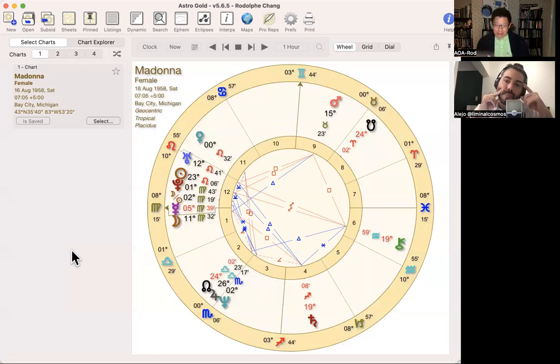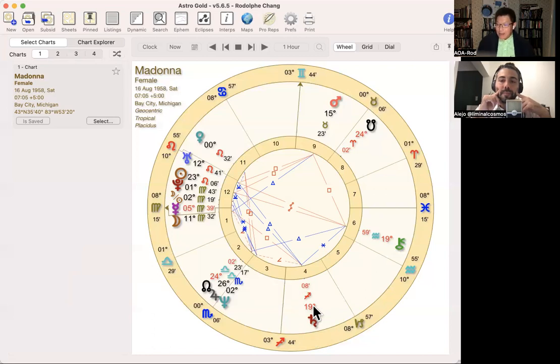I think the way I help my students is that I invite them to make a sentence. For example, in this chart, I always look at the easy way. Madonna has Saturn at 19 degrees Sagittarius in the 4th house.